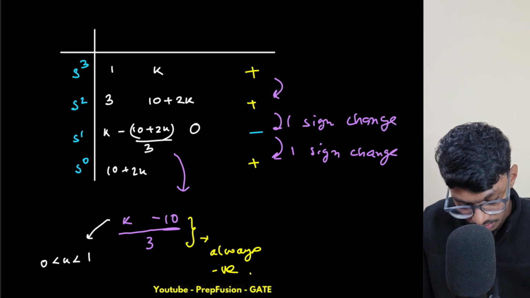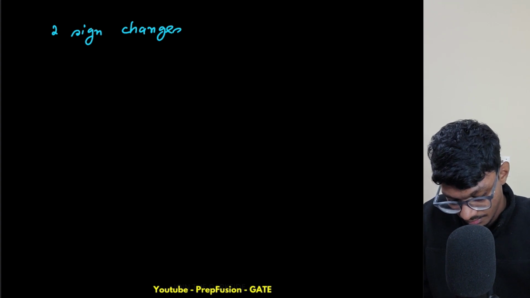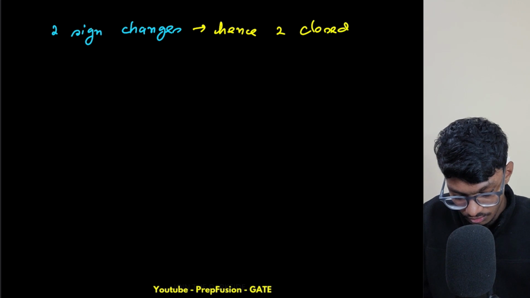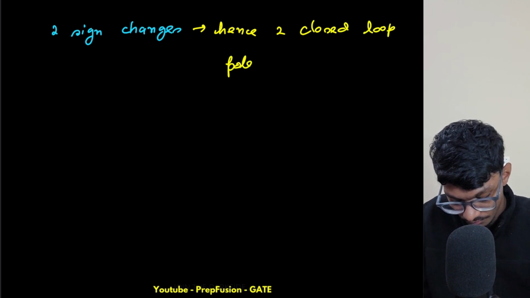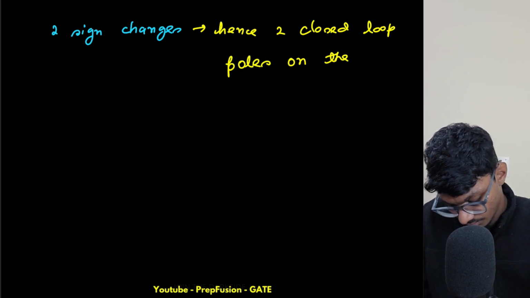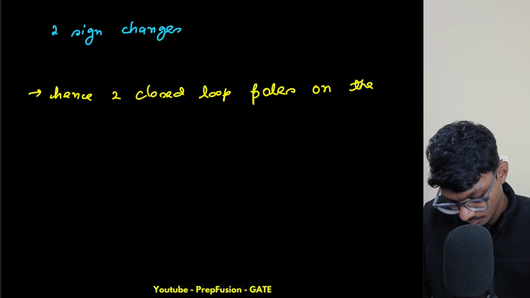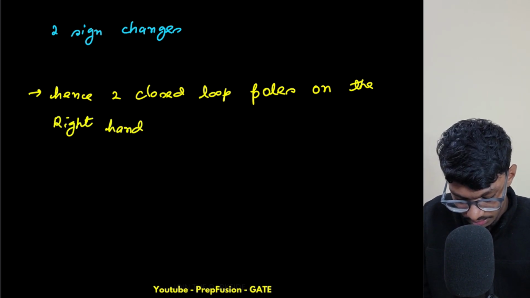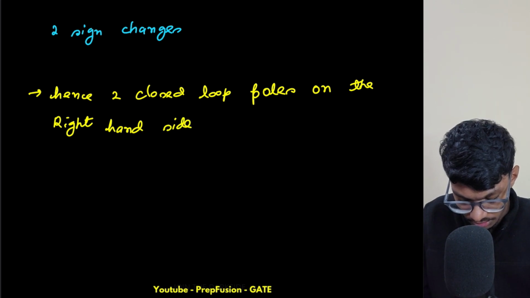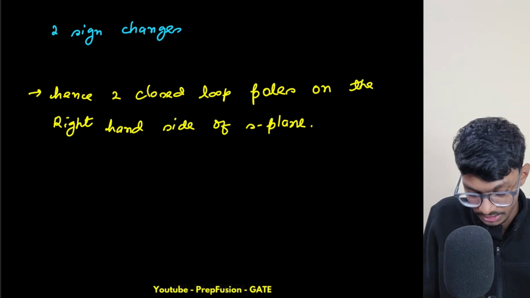So I have two sign changes, hence total two sign changes, right? Two sign changes, hence two closed loop poles on the right hand side of S plane, right? So two closed loop poles on the right hand side of the S plane. So answer will be 2.